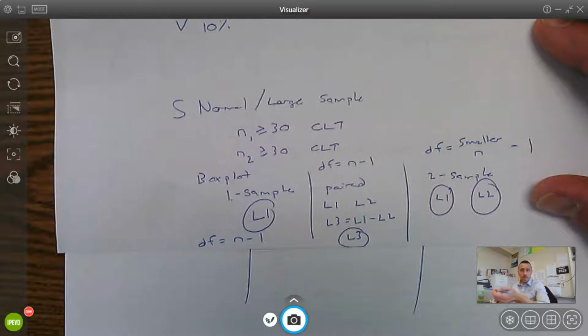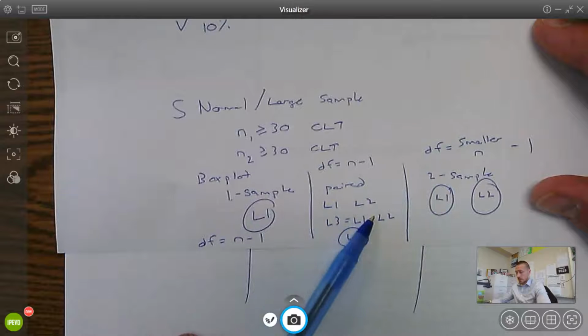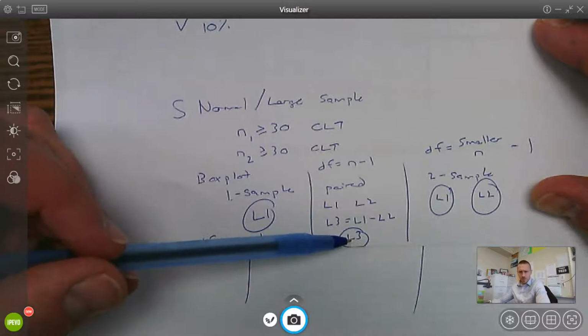If it's a paired t-test, then you're going to have two different lists. You're going to create a list of the differences if your sample size is not at least 30, and then you're going to run one variable statistics on that list and do a box plot on list 3.